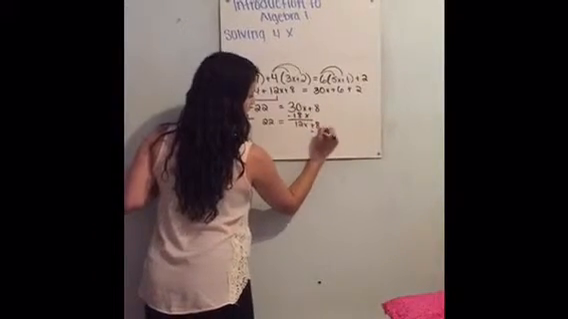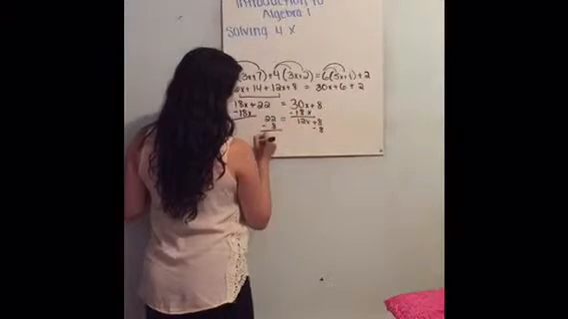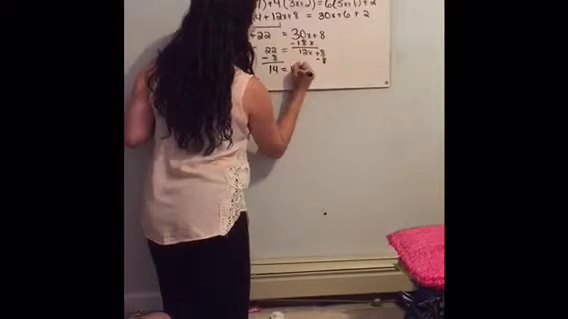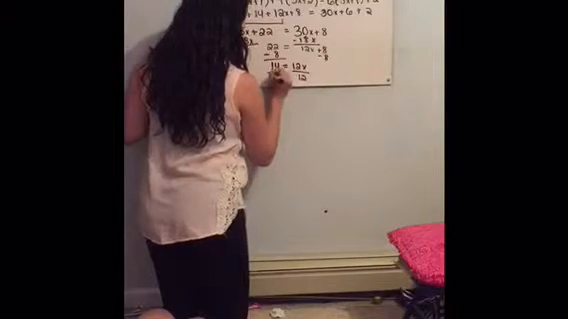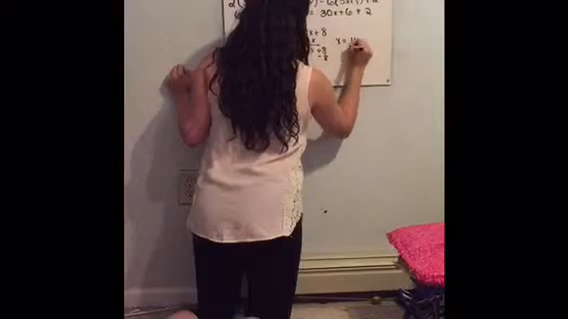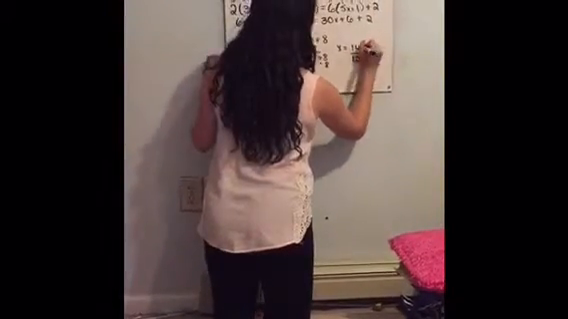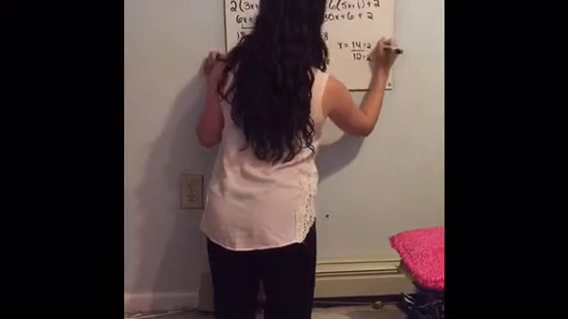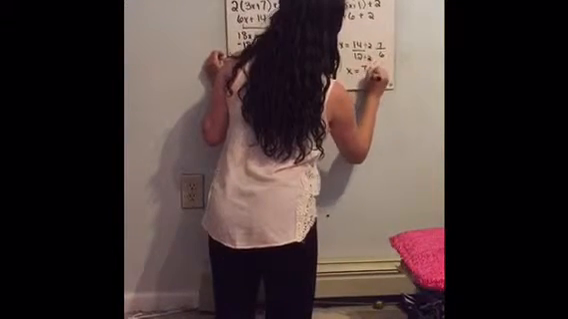Now we get rid of the 8 over here to isolate the x. 22 minus 8 comes out to 14. So now 14 equals 12x. Divide both sides by 12 to isolate the x. And we get x equals 14 over 12. And if we want to simplify this, we would divide both sides by 2, and we would get 7 over 6. So x equals 7/6.